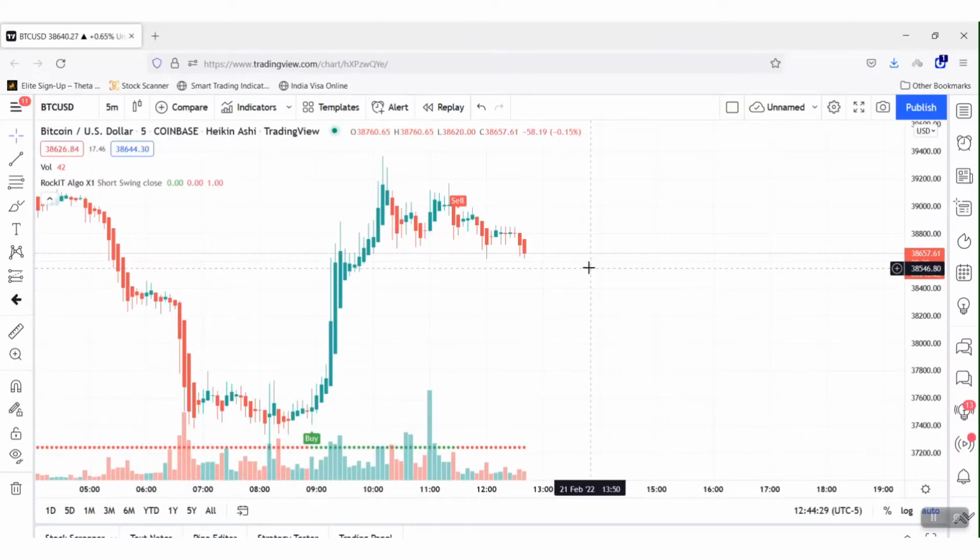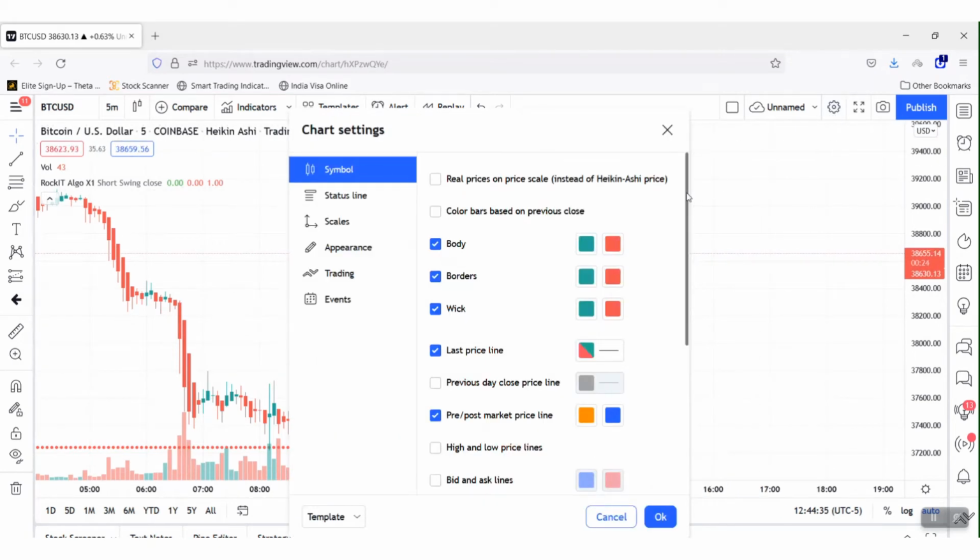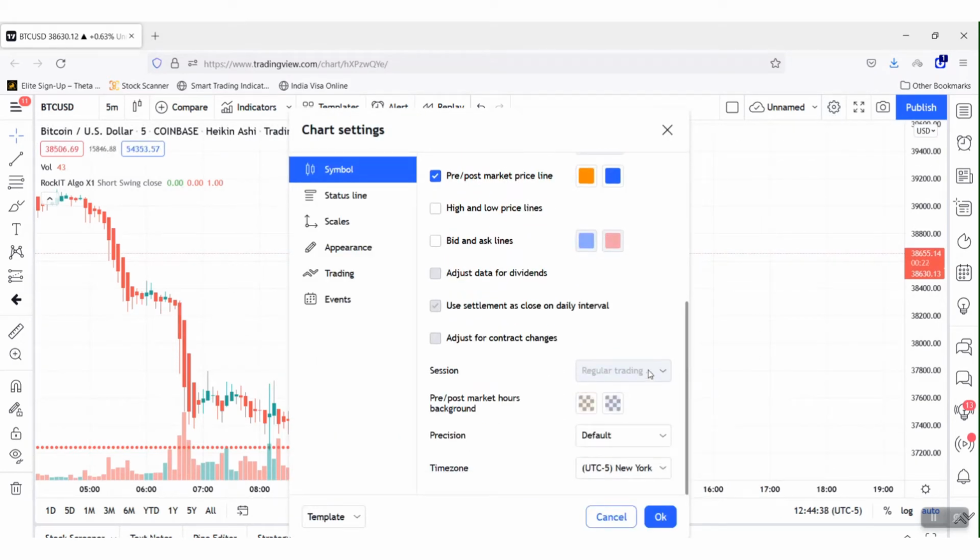The most important thing, the first step is, of course, you set your chart to regular trading. That's one of the most important things. We do not set our chart to extended trading because a lot of manipulation happens during extended trading. So we focus on signals that are generated using the regular trading chart.